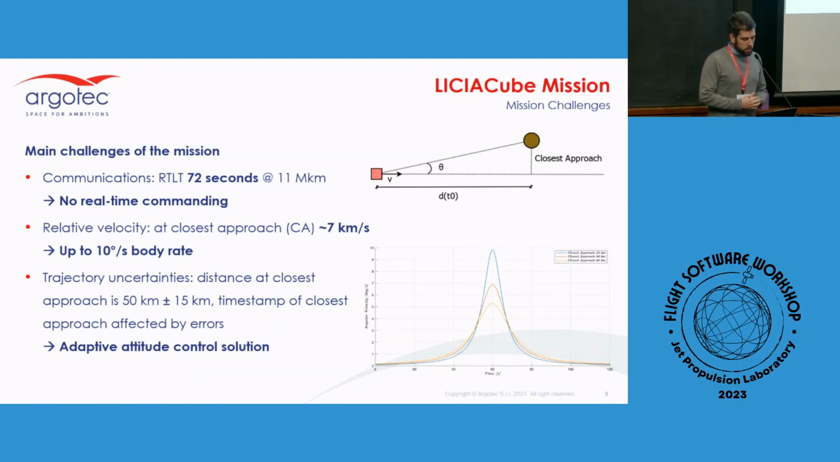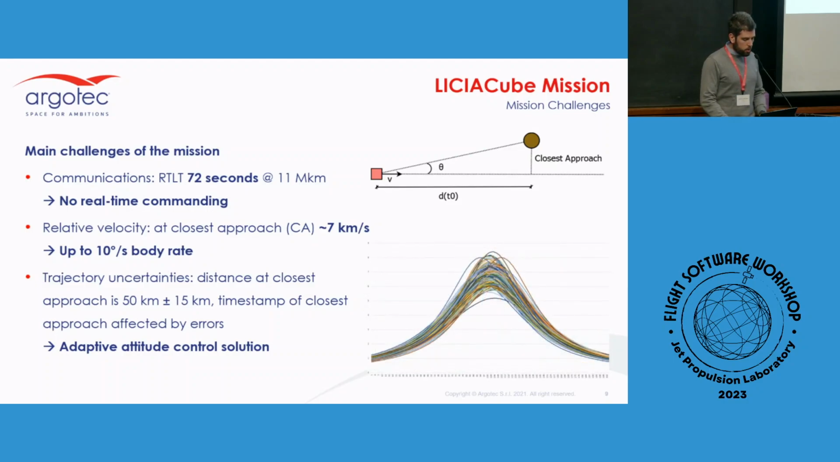And also the timestamp of the closest approach could be affected by a few seconds skew. And so in the end, the attitude profile, which we see in the low right corner, was more similar to this one, actually. So a family of many curves affected by both spatial and time shifts. And so this required developing an adaptive attitude control solution which could not rely on a single preloaded trajectory definition.